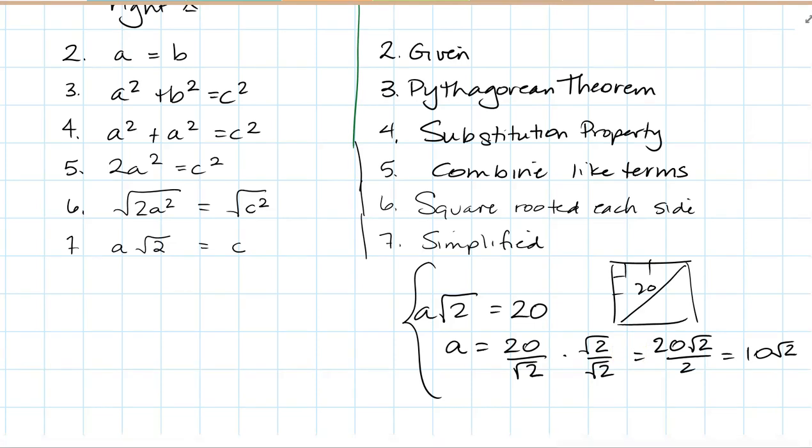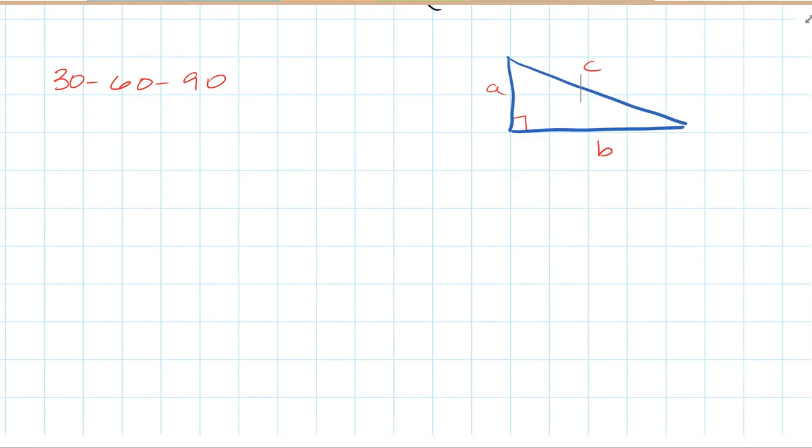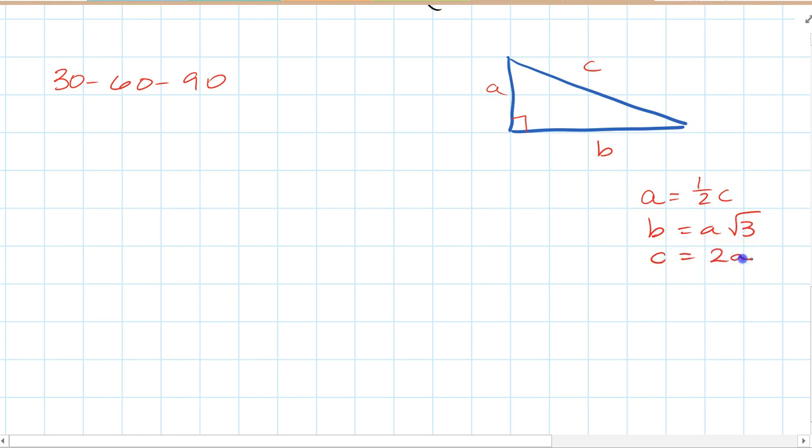All right, let's look at the next special triangle. This one being a 30-60-90, and here I have A, B, and C. Now I'm going to go ahead and tell you that the ratio of A, B, and C is this. A is equal to half of C, and B is equal to A root 3, and C is equal to 2A. So sometimes they'll say the ratio is 1 to root 3 to 2. That's the same thing, the ratio of A to B to C.